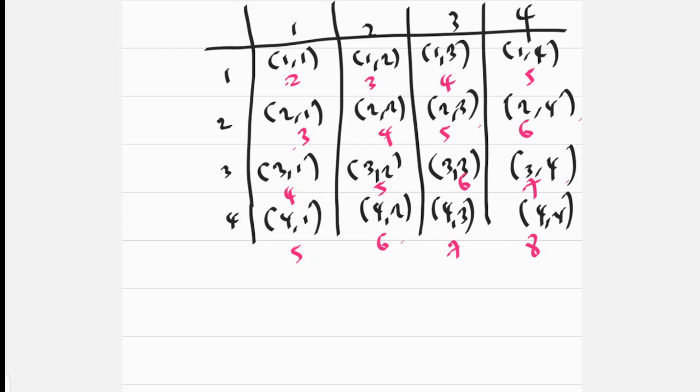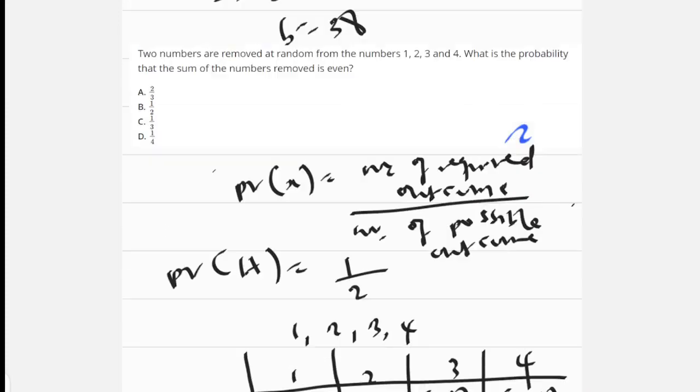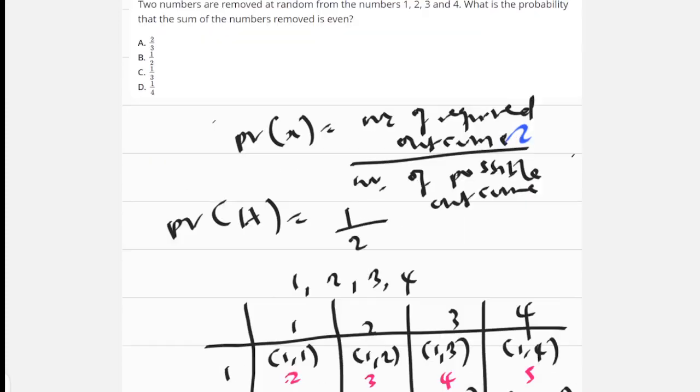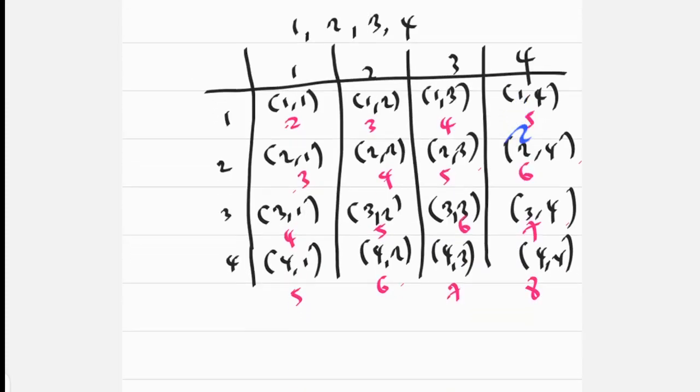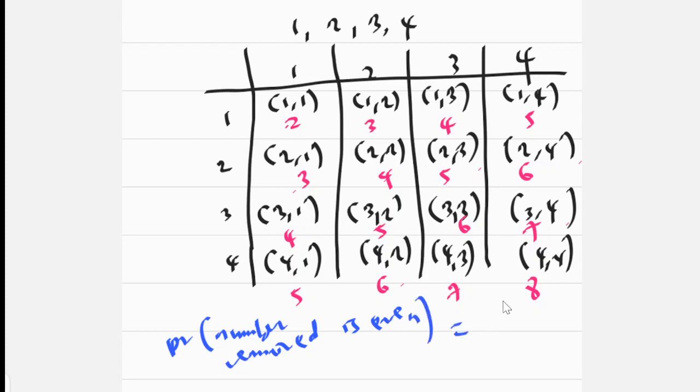So we have 16 possible numbers. But the question asks us to find the probability of what? Of the sum of the numbers being even. So don't forget the probability of the number is even will now be what? Number of required outcome over the number of possible outcomes. Okay, now let us count those pairs that are even.